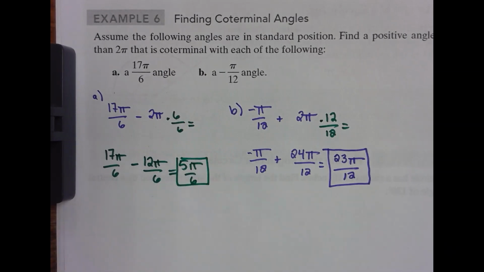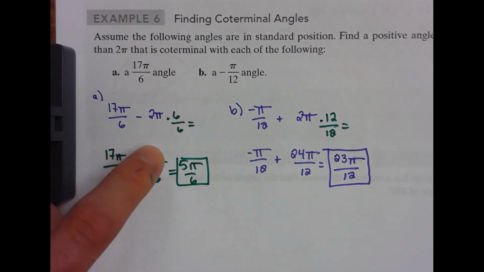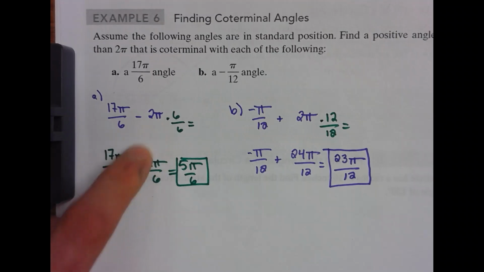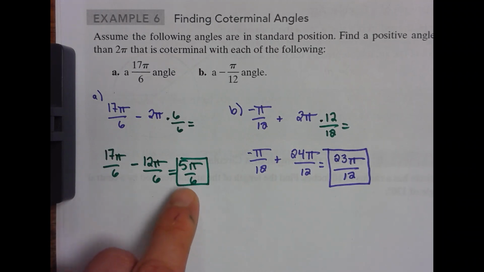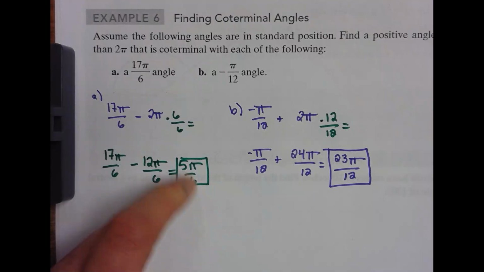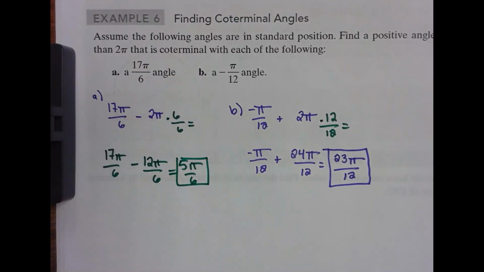Try to just push yourself to work with the fractions and the radians. So to get a common denominator, multiplying by 6 over 6, that makes 2 pi 12 pi over 6. And then when I subtract these away, 17 pi minus 12 pi, that's the exact same thing as doing like 17x minus 12x, which is 5x. But x in this case is the pi, right? So they're like terms. So I can do 17 pi minus 12 pi and call it 5 pi. So 5 pi over 6 is coterminal with 17 pi over 6.